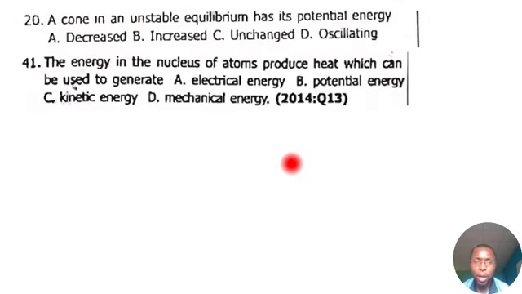Okay. Let's see this other question. A cone in an unstable equilibrium has its potential energy A decreased, B increased, C unchanged, D oscillating. When is a cone in unstable equilibrium? That's the question we should be asking ourselves. Now, this is very, very straightforward. So let me draw a cone in the unstable equilibrium. When a cone is in unstable equilibrium, this is how it looks. It means that the tip, the vertex is the one on the ground like this.